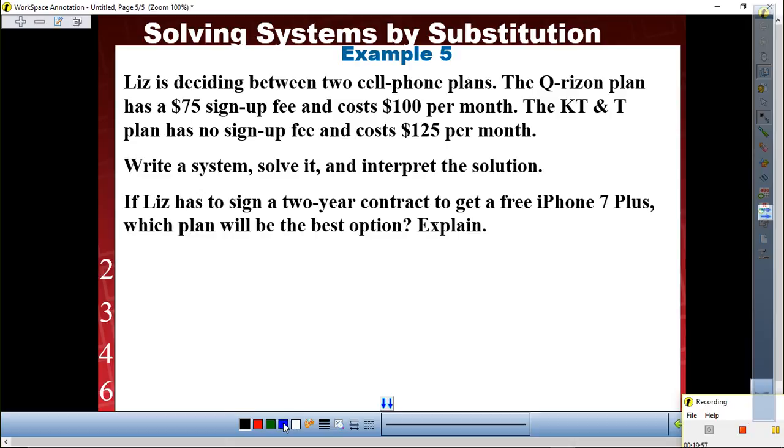All right, here we go. So this is going to go pretty fast. So let's first write CUBES. Let's CUBES this problem. Here we go. So first thing, we're going to circle important numbers.